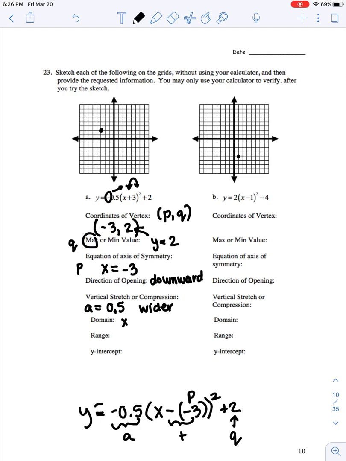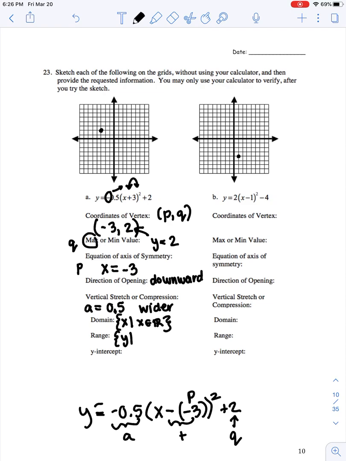The domain for the parabolas, if it's not a real life scenario, meaning x is not representing time or something that's logical in our reality, then we can say x is an element of the real numbers. So this is how we properly write it. This is called set builder notation. So we say x such that x is an element of real numbers. That means x can be anything.